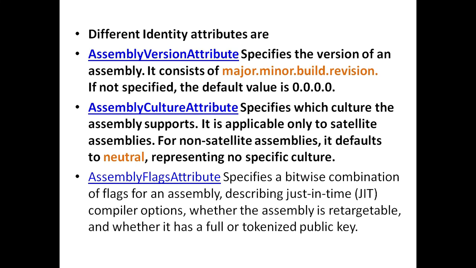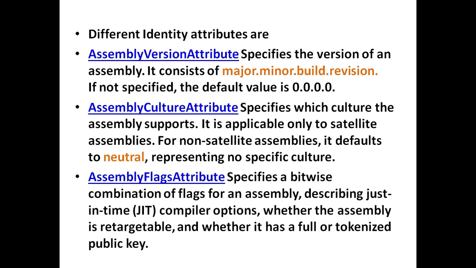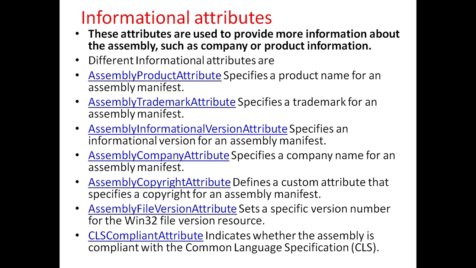It is applicable only to satellite assemblies. For non-satellite assemblies, it defaults to neutral, which represents no specific culture. Assembly flag attributes, which specifies a bitwise combination of flags for an assembly, which describes just-in-time compiler options, whether the assembly is retargetable and whether it is full or tokenized public key. Then informational attributes. These attributes are used to provide more information about the assembly, such as company or product information.